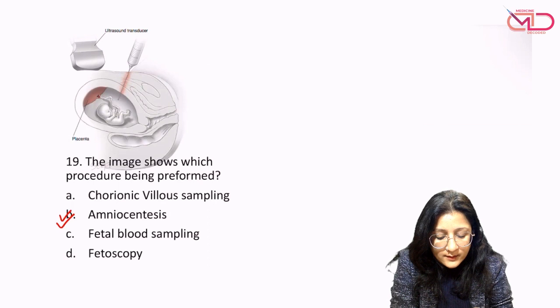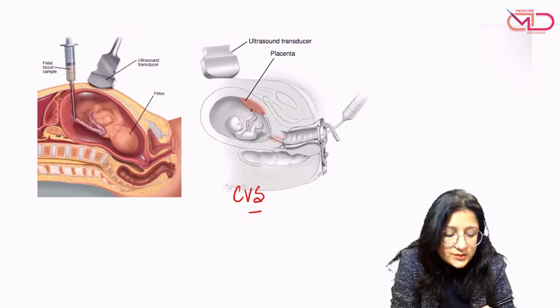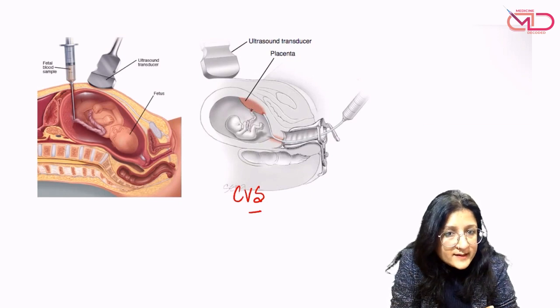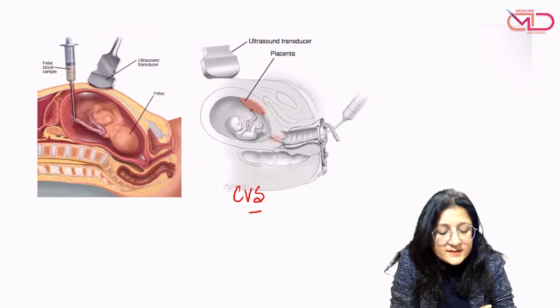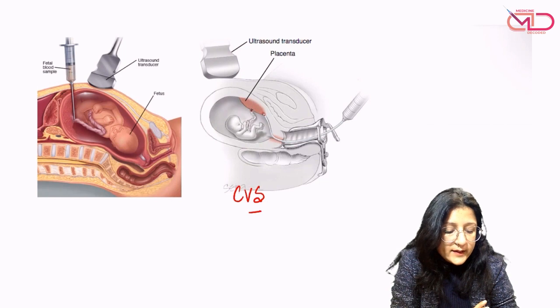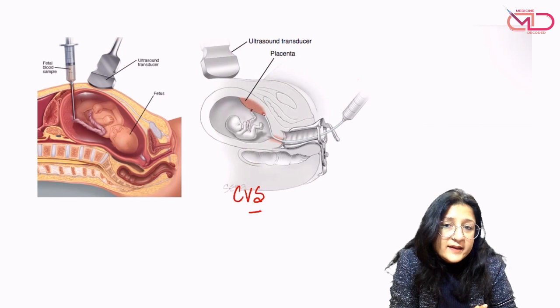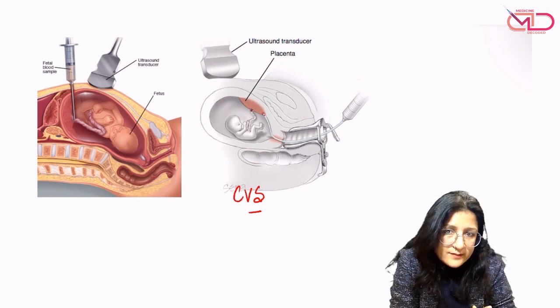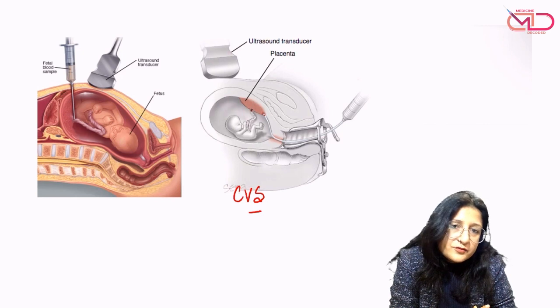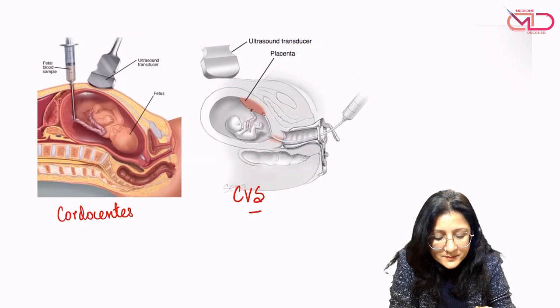Now to look at the other images of chorionic villus sampling. This is chorionic villus sampling where a catheter is introduced via the cervix. It can be done transcervically or transabdominally as well. But the sample is taken from the chorionic villi. So that is what is being shown in this image. This is CVS on the right. And on the left side, we are seeing a needle being introduced inside the umbilical cord. Blood sample of the fetus is taken from the umbilical vein. This is cordocentesis or fetal blood sampling.